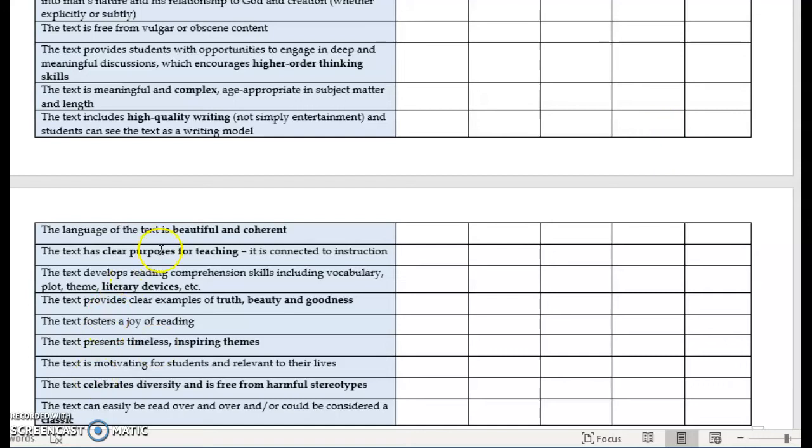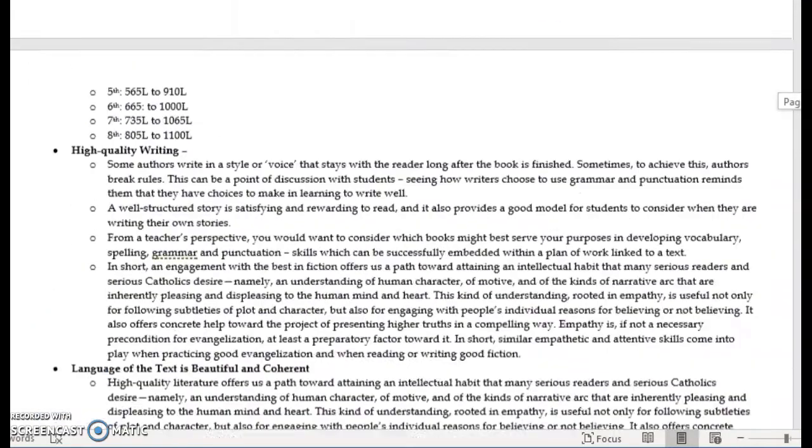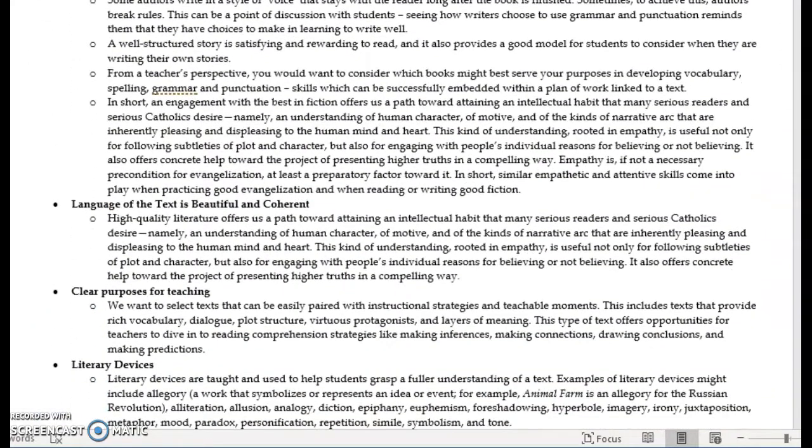The language of the text is beautiful and coherent. This is similar to the high quality writing piece, but there is also some more information here: that through reading high quality literature, we're helping our students develop an understanding of human character, of motive, and of the kinds of narrative arc that are inherently pleasing and displeasing to the human mind and heart.